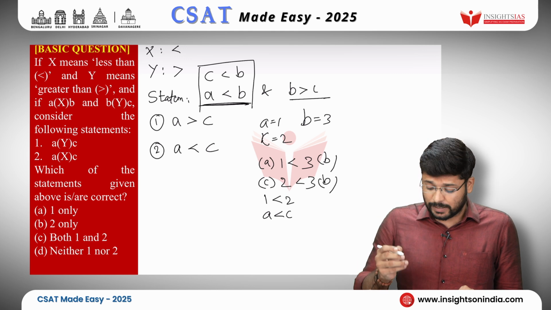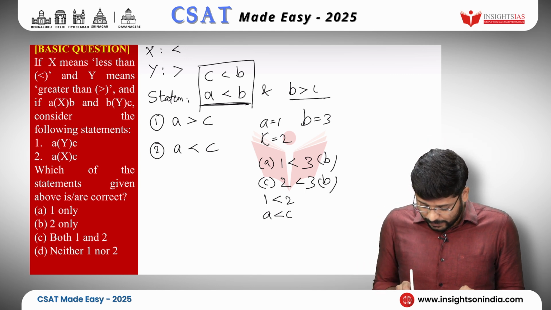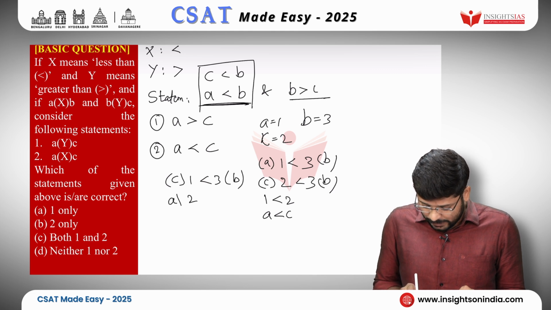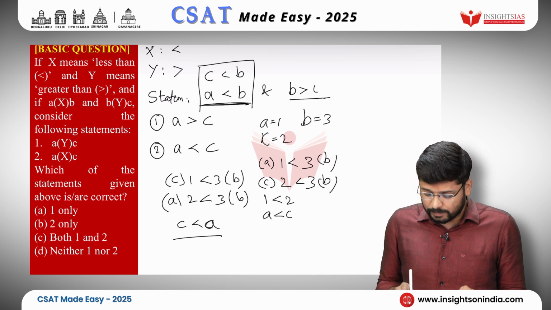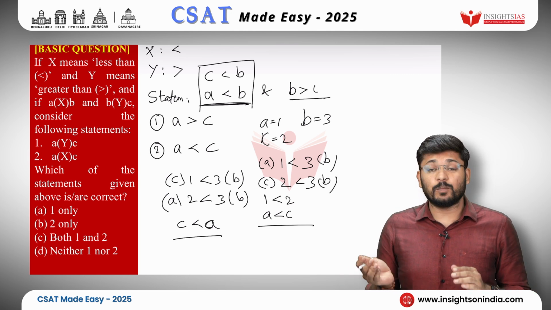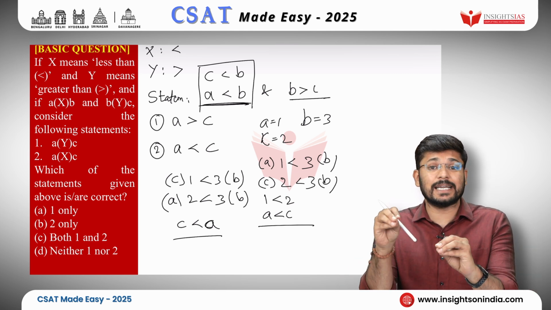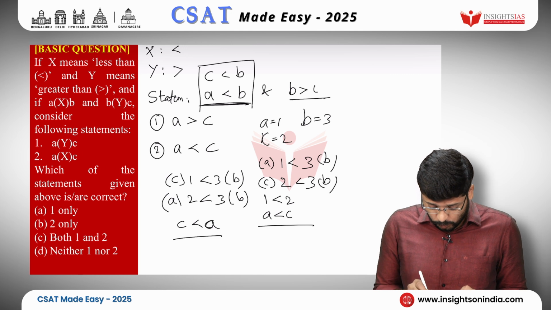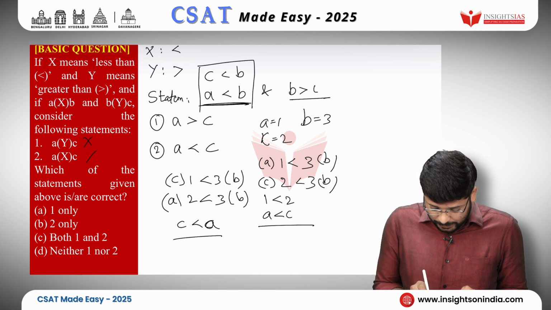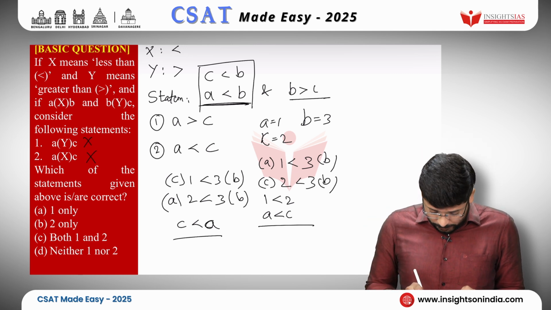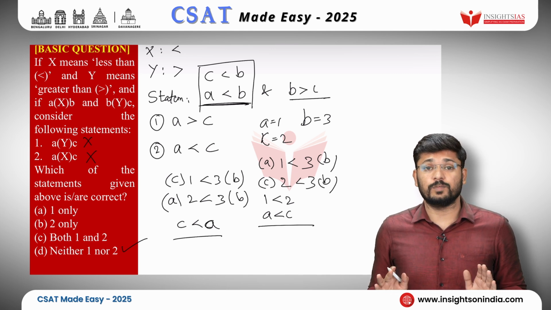However, we could have taken the other way also, right? What would it be? We could have taken C's value as 1 and B's value still as 3 and A's value as 2 and B's value as 3. In this condition, C would be less than A, right? Both are contradictory and both are possible. It means that both are conditionally true but not always true. So, we will reject both the statements. So, our answer would be neither 1 nor 2.